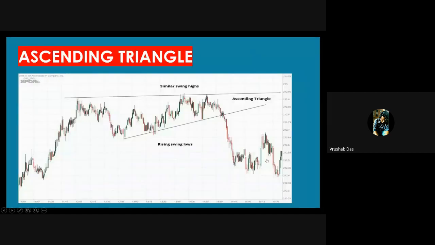And when we talk about symmetrical, okay, first this is an example of an ascending triangle. As you can see, the support levels are rising, the new lows are rising in this triangle, and the resistance is stable. So this is an example of the ascending triangle.